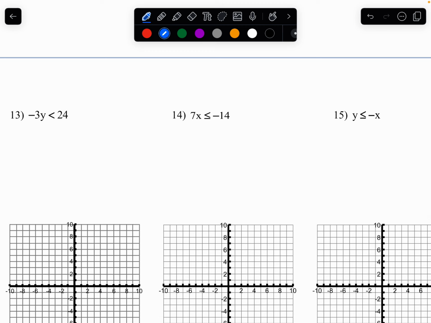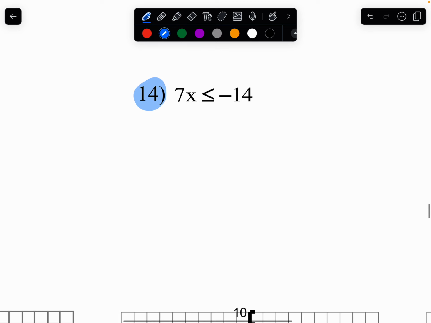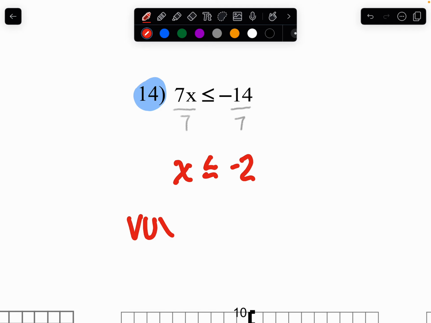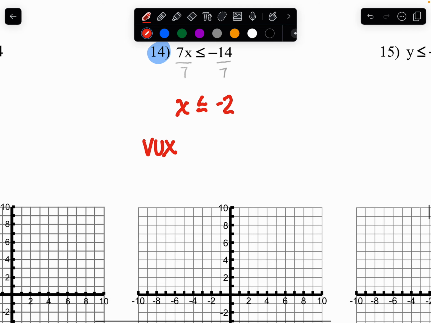And then on these last sets, these problems are, you know, I'm going to throw in some kind of stranger ones, but I want to focus on 14 because we haven't done a vertical line yet. This one's weird. There's only an x, all right? So this is my vertical line, but I'm not ready to graph it until I actually divide both sides by 7. So I get x is less than or equal to -2, right? This is that vertical line, undefined slope.